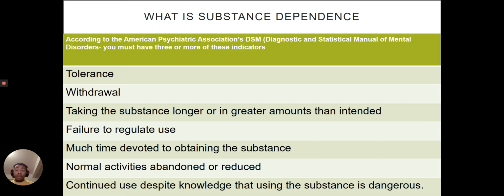You have an inability to regulate your use, so you can't stop and start when you want to. You spend a lot of time trying to obtain the substance. You abandon normal activities because you just want to get the substance and use the substance, and you continue to use it despite knowing that it's dangerous. So what a psychiatrist is going to do is interview you and look at your past, your history, to find out whether you meet these criteria. If you meet 3 or more, you would be classified as having substance dependence.